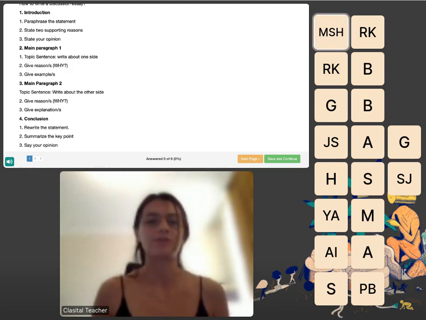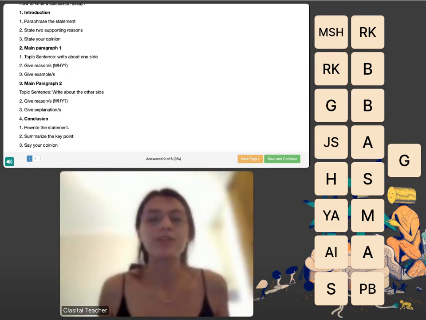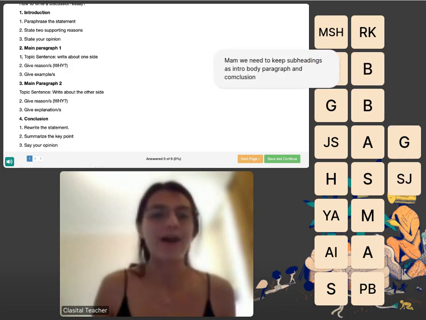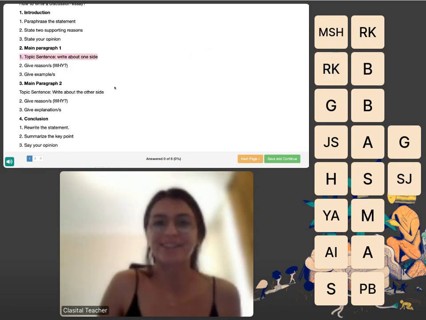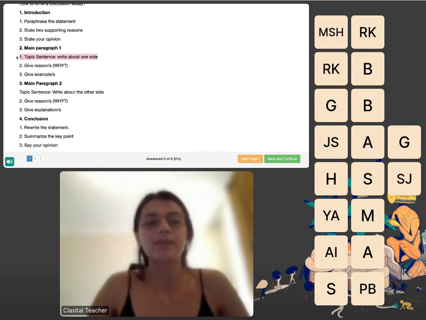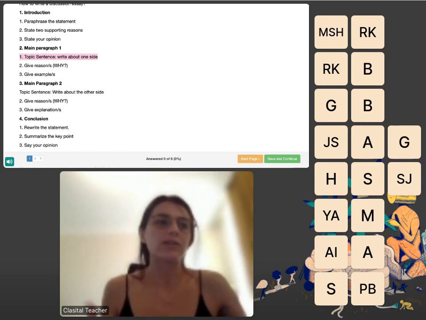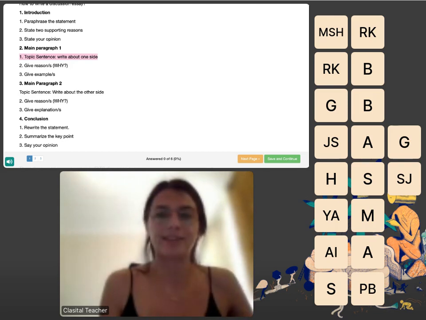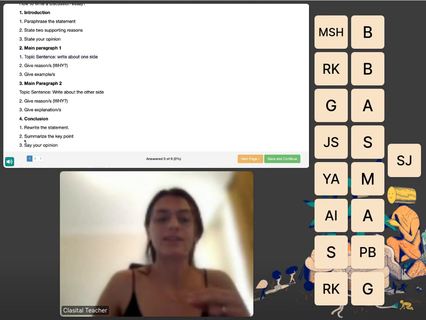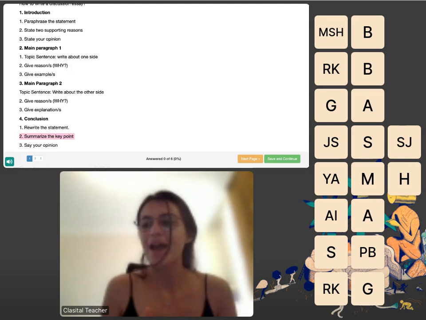How can we summarize the key points, please? Really good question. If you don't want to think about it so much, you can paraphrase your topic sentences. That's a really good tip. In the topic sentence, we write about one side, and we also state our reasons for supporting that side in the first sentence. If we paraphrase those topic sentences in the conclusion, we will actually be summarizing our key points.